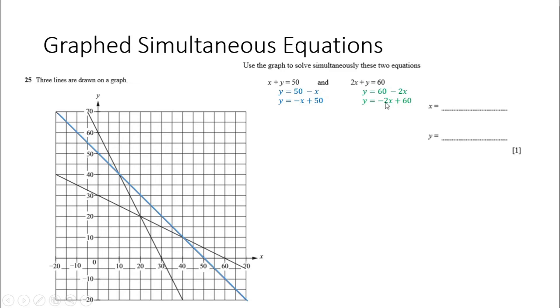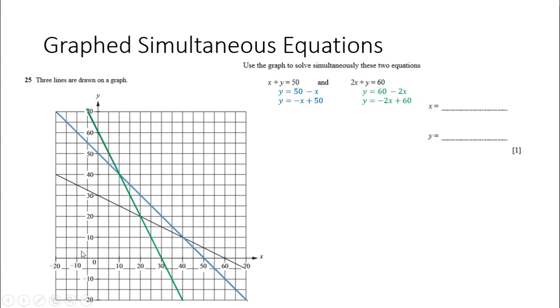And there I can see I've got a -2 in front of the x, so that's a -2 gradient, and a y-intercept of 60. Looking again at my lines, they're both negatively sloping lines, but this one has a y-intercept of 30, this one has a y-intercept of 60. And just double checking, when I go across 1 square, I have to go down 2 squares.